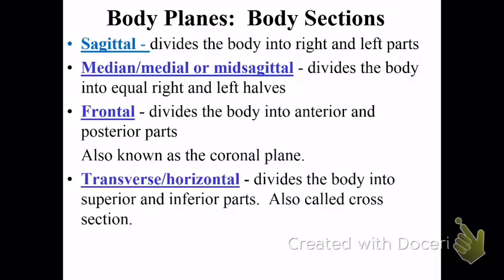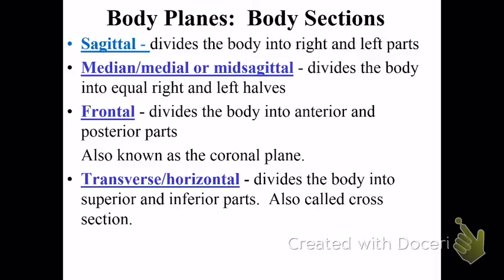Okay, so different ways to section off the body. Sagittal divides the body into right and left parts. I always think about if you're sitting on a saddle, you separate your legs right and left. If you remember these words, it's going to make learning bones and even muscles so much easier. So remember, you really got to study for test 1 because the rest of the course builds on it.